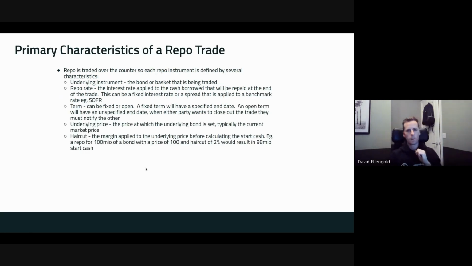So the primary characteristics: repo is what you'd call an over-the-counter instrument, versus something that trades on an exchange, like a future or an equity. Because of that, just like an interest rate swap can have a lot of different characteristics to define it, a repo is similar. So there's always an underlying instrument. That's the bond that's being bought and sold. It can be a basket of bonds to pick from, which I'll get on and explain later. The repo rate is, like I said before, the interest rate that you apply to the cash that's being lent and borrowed.